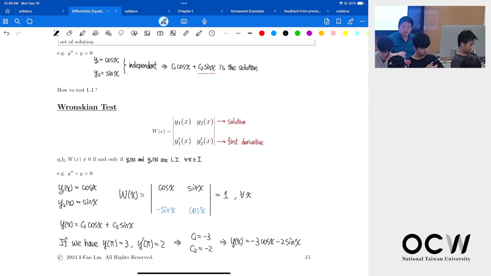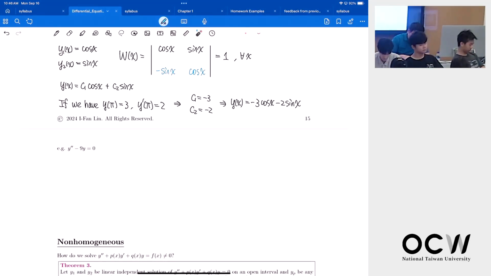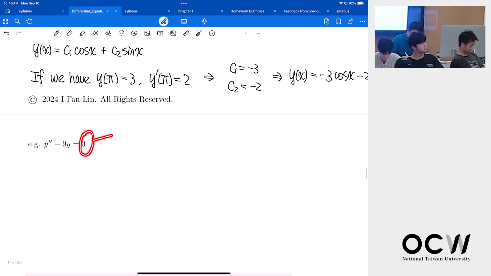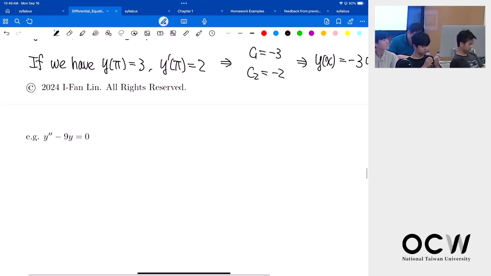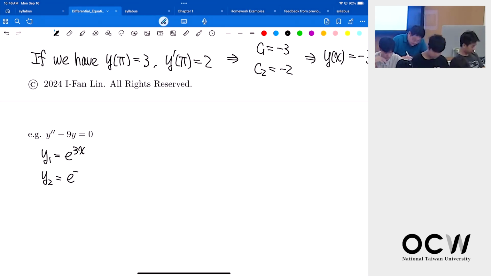All right, let's see another example. So here, the forcing function is 0, that's a homogeneous equation. We will learn how we find a solution. But now I just give you two possible solutions, then ask you if they are linearly independent or not. So suppose y1 is e to the 3x, and y2 is e to the minus 3x. And for the x, all of the x is the real line.